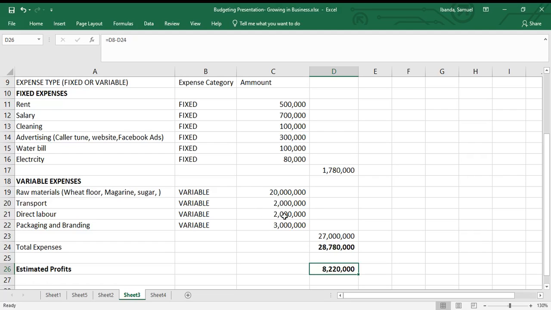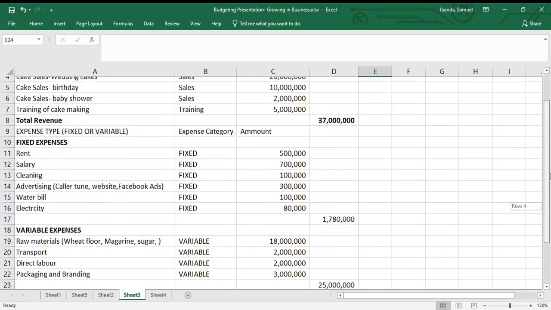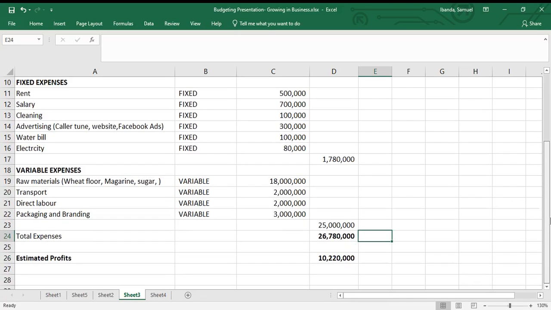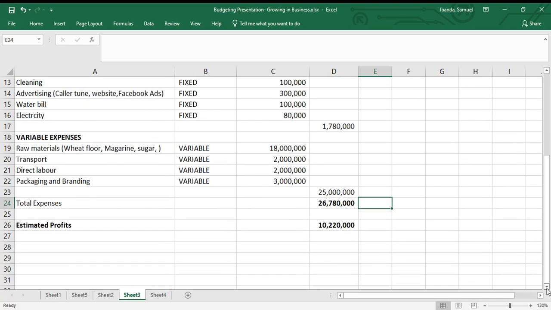Maybe when it comes to raw materials, in the same way, you may say, I'm going to try to look for cheaper raw materials. So this cannot be 20. And you say, maybe it's going to be 18. So you're already getting to your 10 million right there. So that is what the budget is basically doing for you. Okay. So this is a simplistic budget that can really help you for your business.